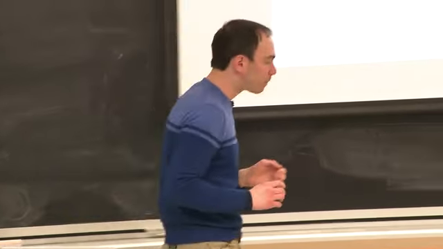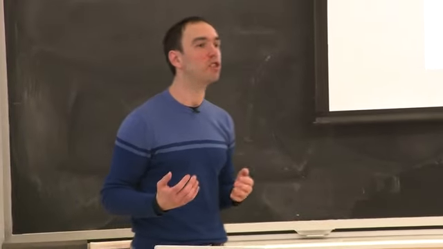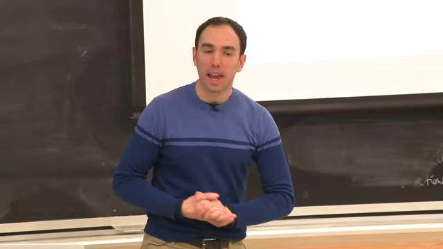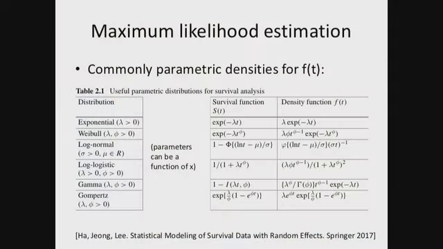Now, a key question that has to be solved when trying to use a parametric approach to survival modeling is, what should that f of t look like? What should that density function look like? And what I'm showing you here is a table of some very commonly used density functions. In these two columns, the right-hand column is the density function f of t itself.